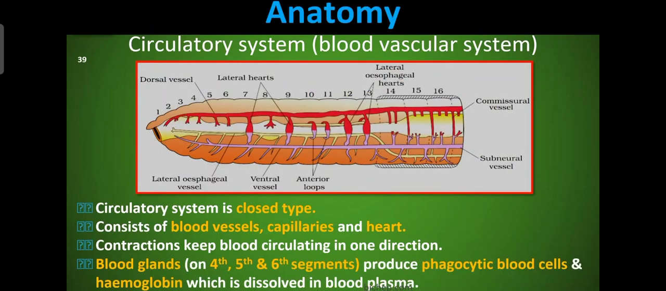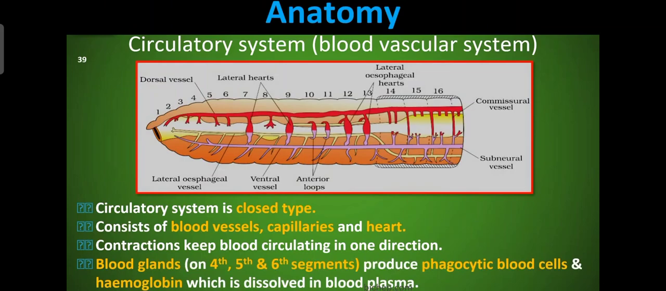Now we will study the circulatory system, that is the blood vascular system. In the earthworm, the circulatory system is closed type. Already we have studied that a closed type of circulatory system is present. This system consists of blood vessels, capillaries and heart. In the diagram you can see in the middle the round red structures, those are the hearts, clear, and the upper red line, those are the dorsal vessels, and below in purple, those are the lateral vessels. Small branches are the capillaries. So it consists of blood vessels, capillaries and heart.